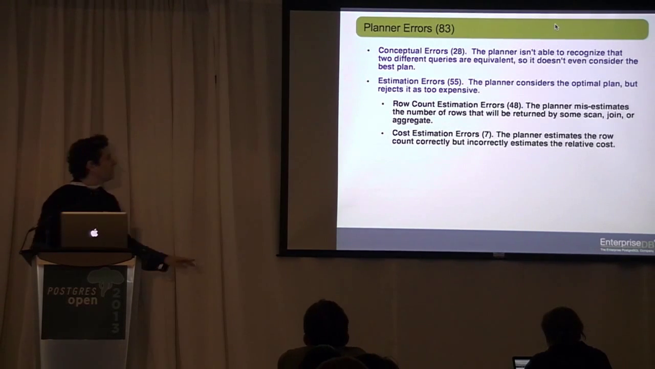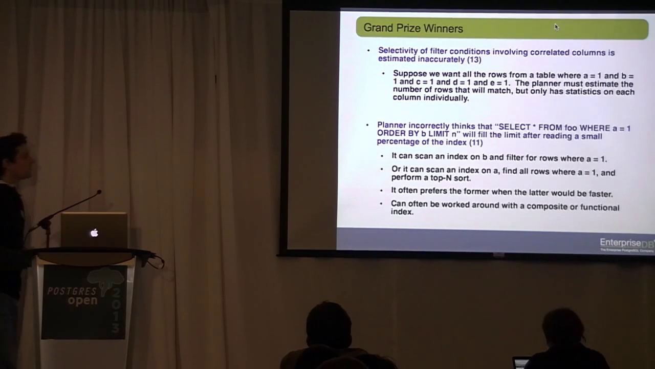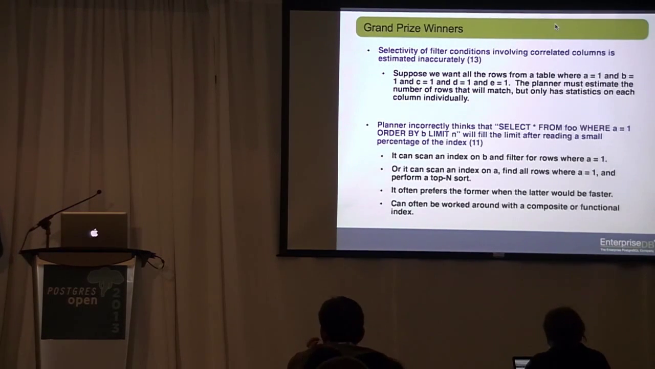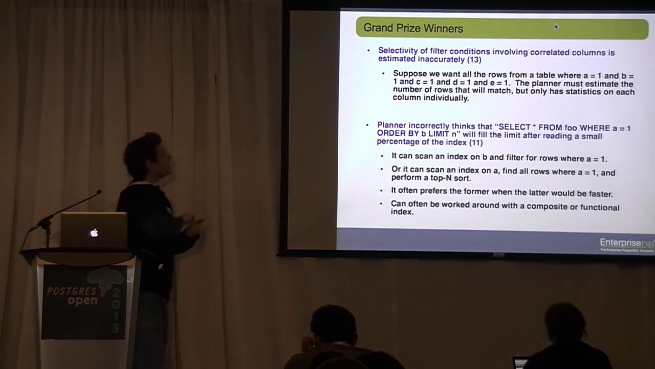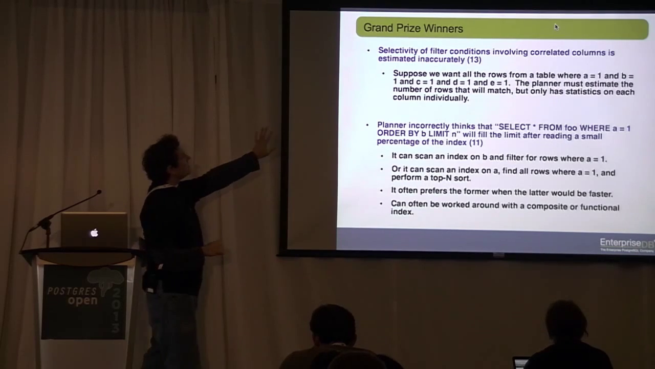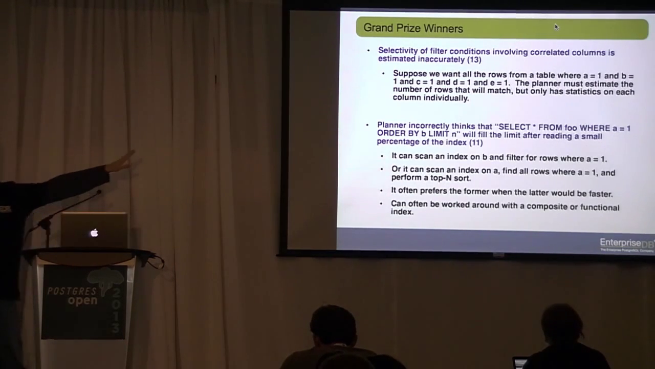Man, quiet group. OK, so breaking this down, here are the grand prize winners at the detail level. The first one is what Greg said: selectivity of filter conditions involving correlated columns is estimated inaccurately. 13 reports.